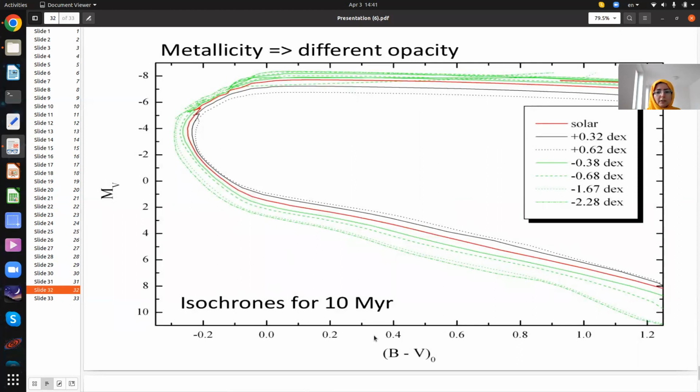You see here the isochrone for 10 million years. Metallicity can change the isochrone. We can say more metals mean more opacity. Opacity means more flux is kept inside the star. Metallicity changes the flux in the stars. Metallicity has a strong influence on effective temperature and luminosity, and it can change them, as you see here.